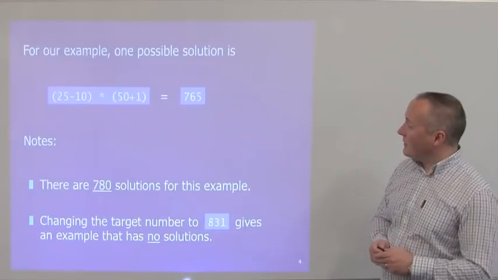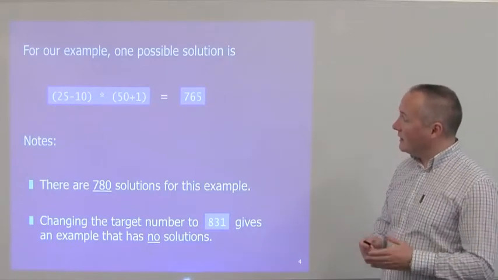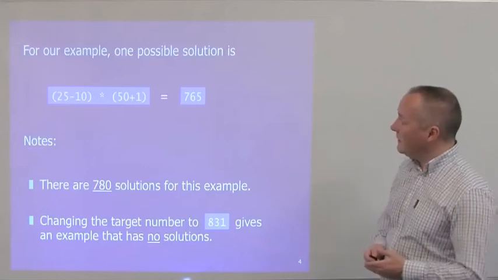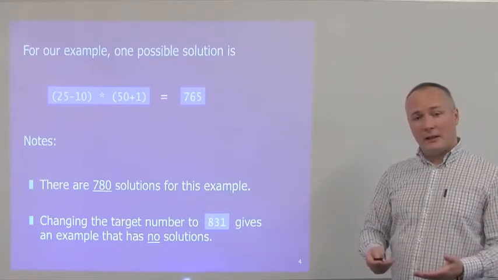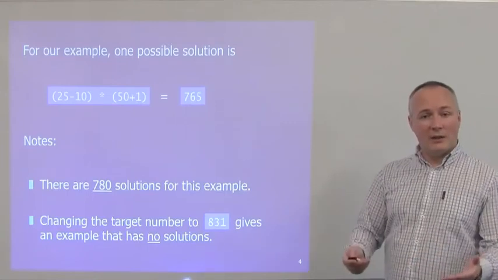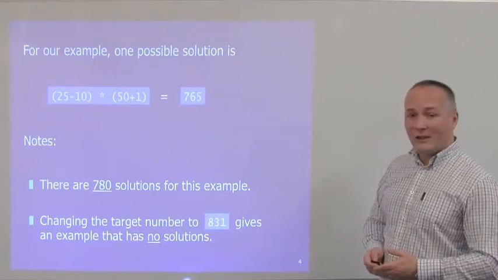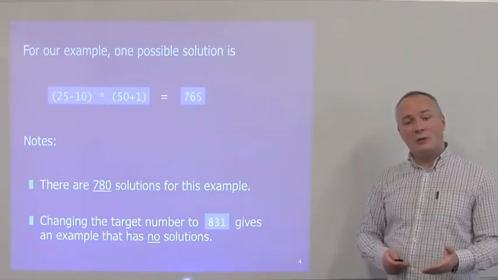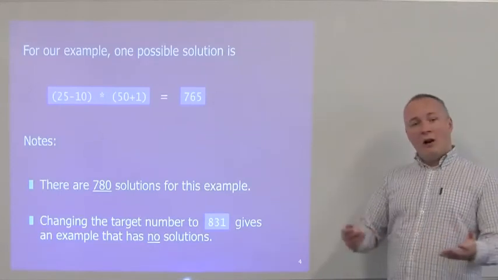So if you think about this for a moment, here's one possible solution. If you take the 25 and the 10 that you're given, subtract them to give 15, and then take the 50 and the 1 that you're given and multiply those to give 51, and then if you can remember your 15 times table from school, which I'm sure you all can, the result is 765, which is exactly the target that we're looking for.